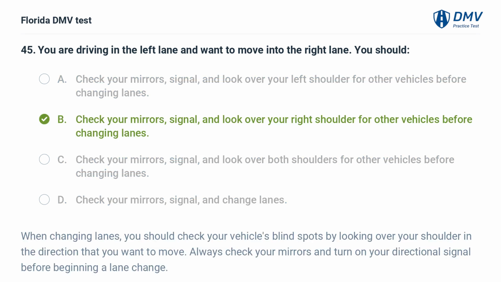B. Check your mirrors, signal, and look over your right shoulder for other vehicles before changing lanes. When changing lanes, you should check your vehicle's blind spots by looking over your shoulder in the direction that you want to move. Always check your mirrors and turn on your directional signal before beginning a lane change.